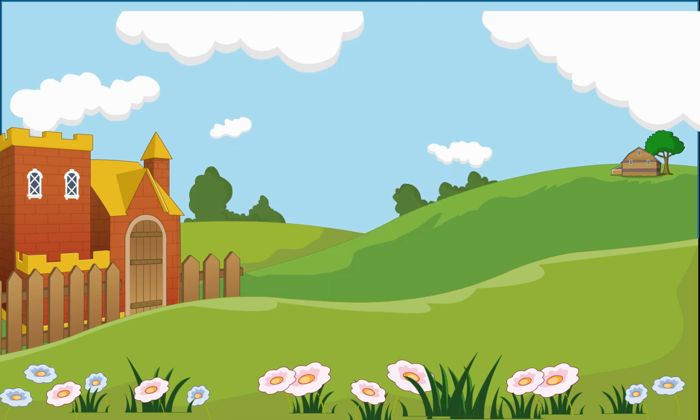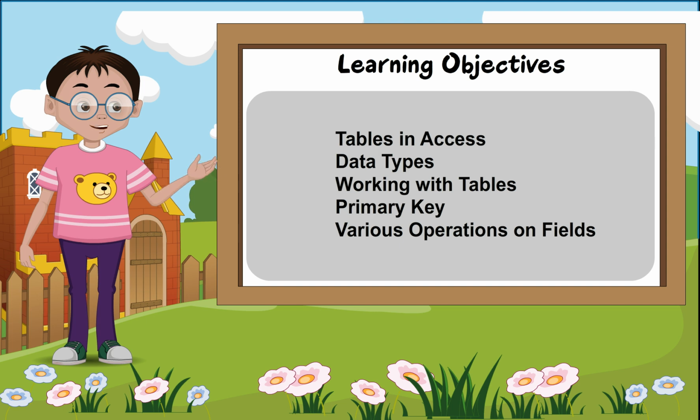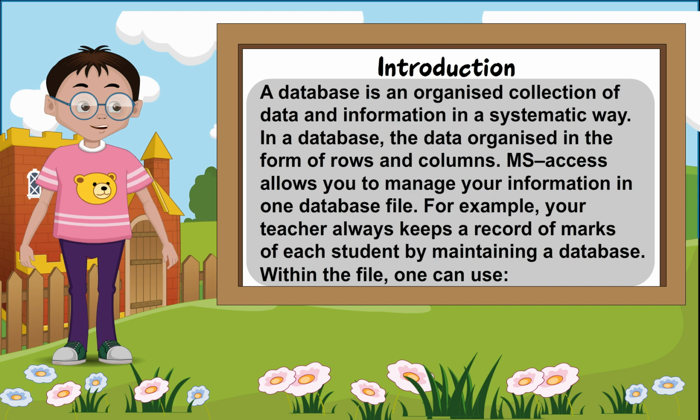Chapter 2: Introduction to MS Access. Learning Objectives: Introduction, Database Management System, Advantages of DBMS, Database Concept, Components of MS Access, Database Objects, Starting MS Access, Creating an Access Database, Tables in Access, Data Types, Working with Tables, Primary Key, Various Operations on Fields.